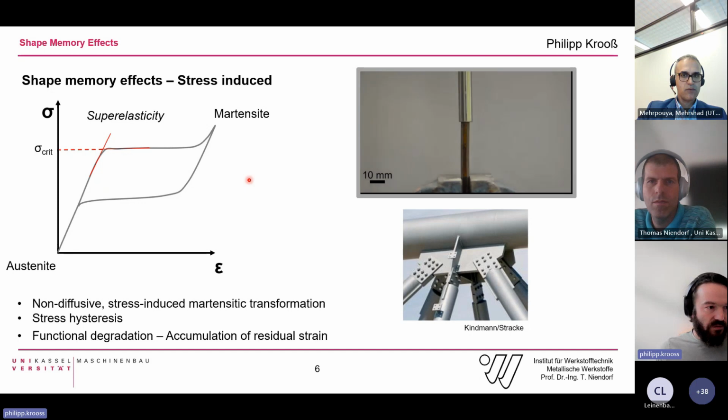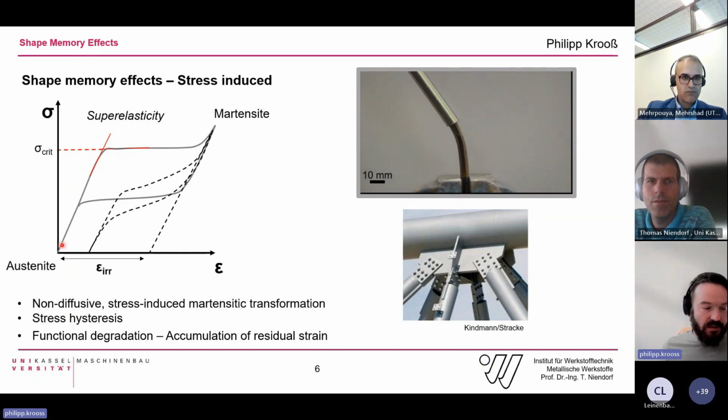I would like just to introduce the shape memory effects very quickly. Superelasticity, stress-induced martensite transformation. When we release the load, the material transforms back to austenite. And what we in our group basically are focusing on is the functional degradation, so the accumulation of irreversible strain. This means that the hysteresis curve may change as a result of cyclic functional deformation. And then in the worst case, you will have just an elastic material behavior after fatigue.